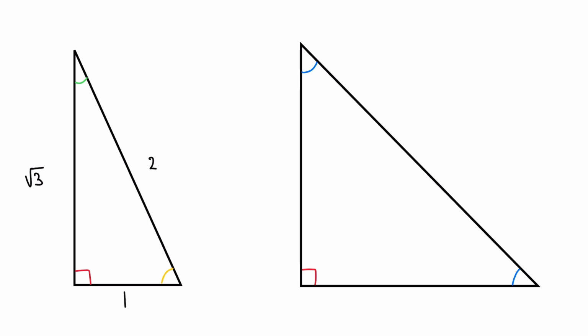In terms of the angles, you know that you need to remember 30 and 60 degrees, and you already have the 90-degree angle here marked out because it's a right angle triangle. You can just look and you'll see that the green angle is the smallest, so that'll be 30 degrees, and the yellow will be 60 degrees.